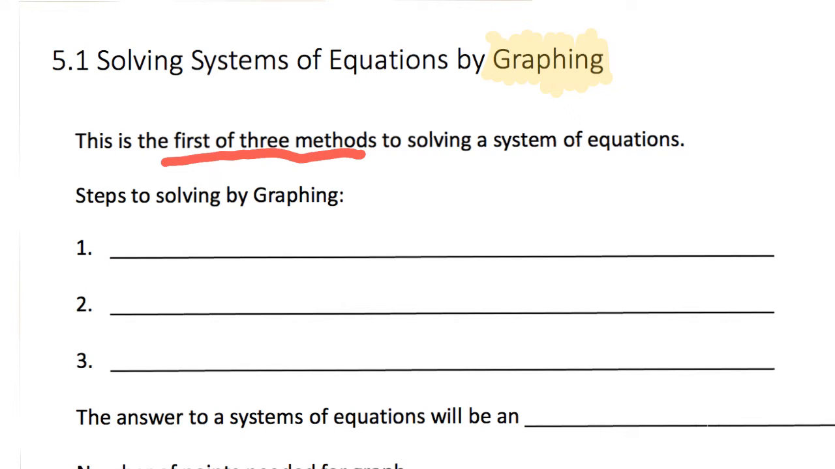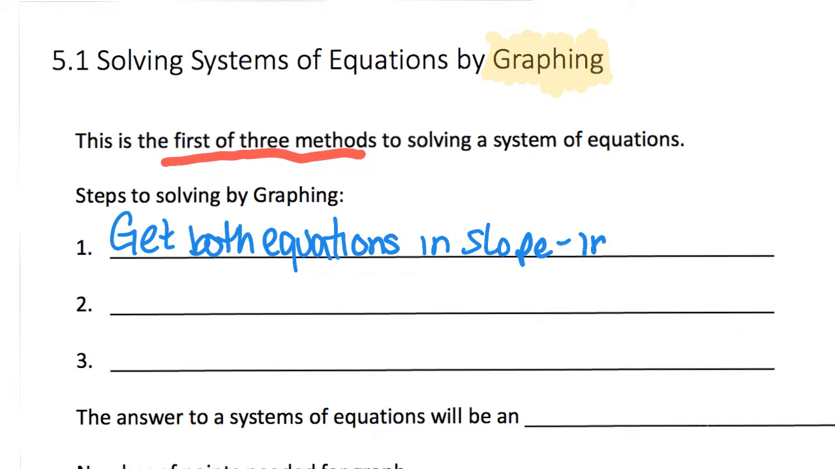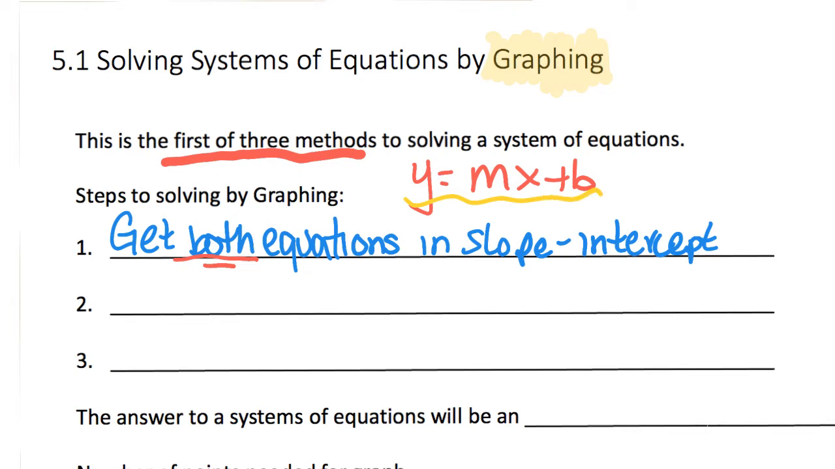Okay, so now there are three steps to solving by graphing. The first step is to get both equations into slope-intercept form. If you don't remember what slope-intercept form is, that is y equals mx plus b.